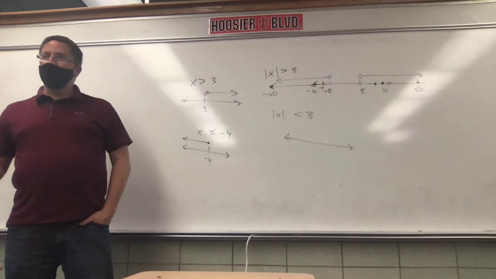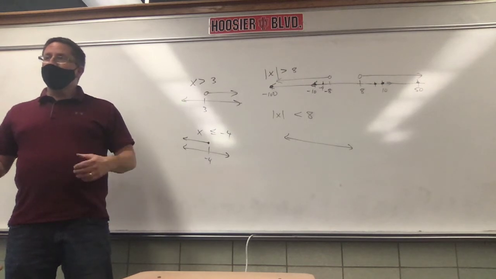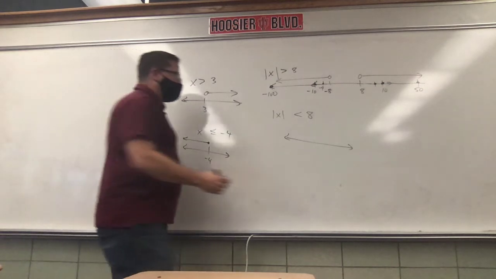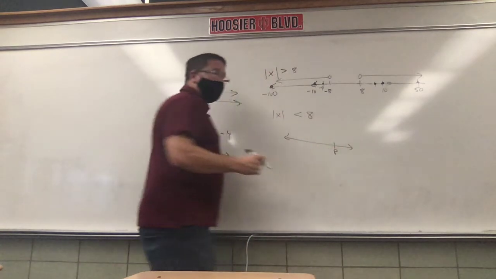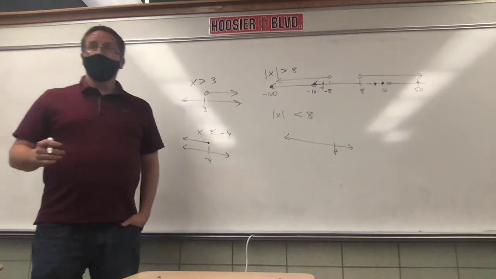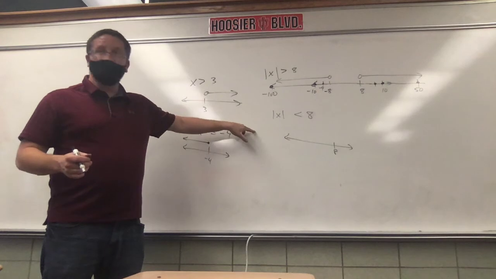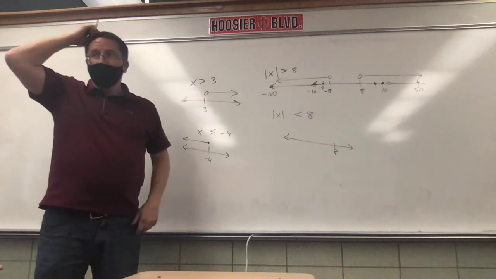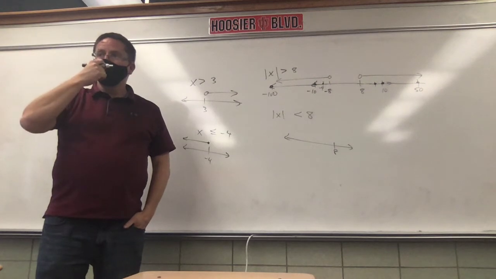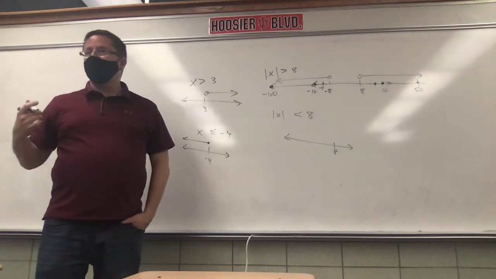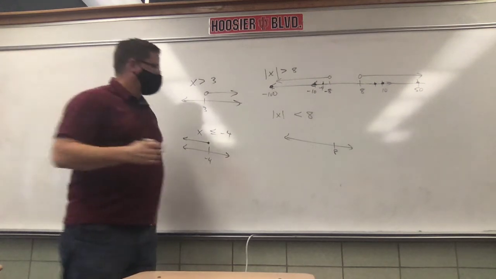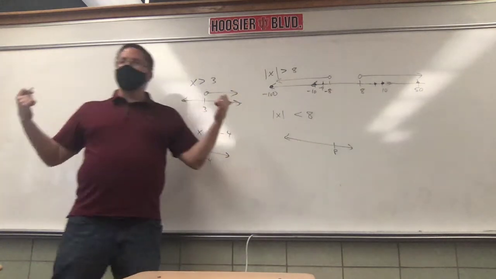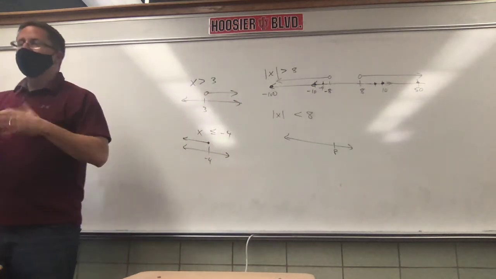So what do you think we're shading in here? Everything to the left of 8? How about negative 100? Negative 100 is to the left of it. So do we count that one or not? No, because its absolute value is bigger than 8. So how far to the left do we go? Not forever, to negative 8. So what do we shade in? Not everything outside of them. Everything in between.